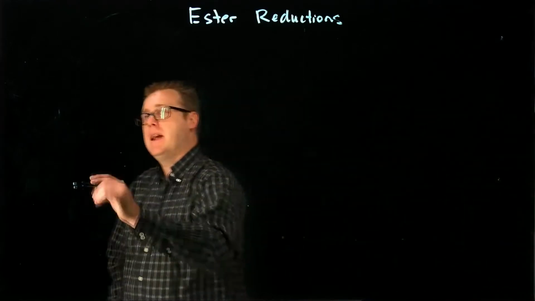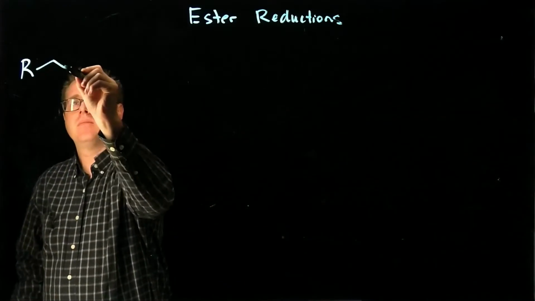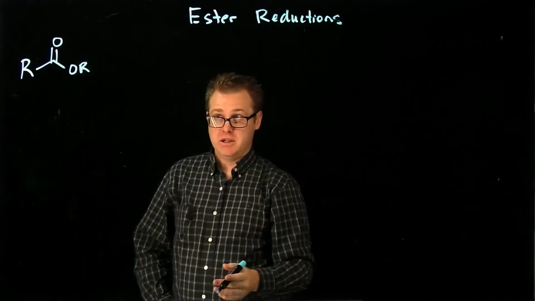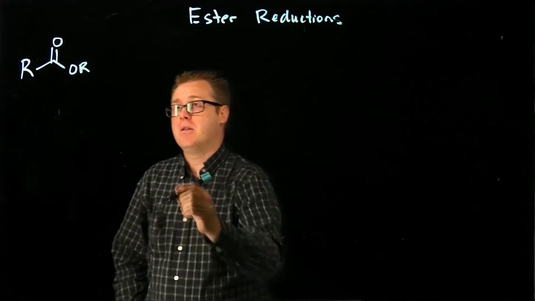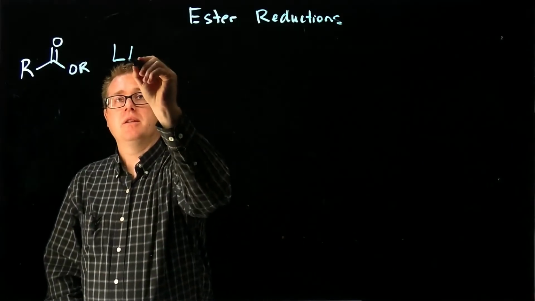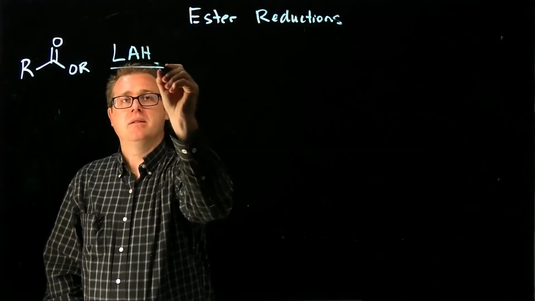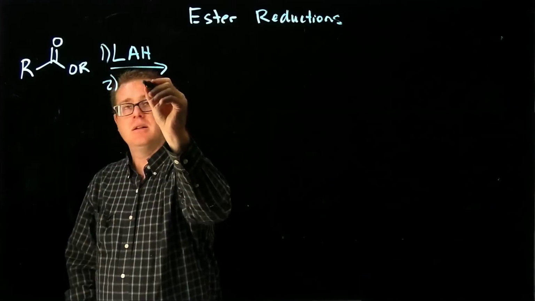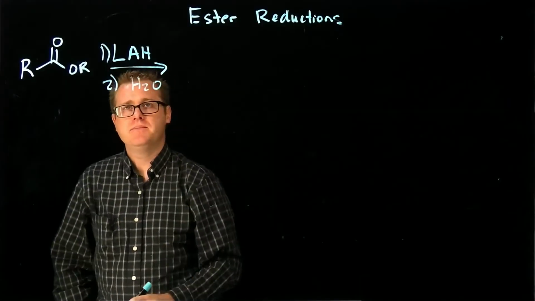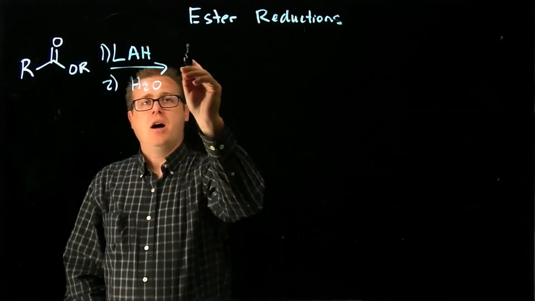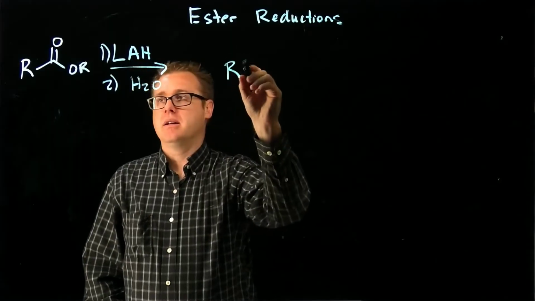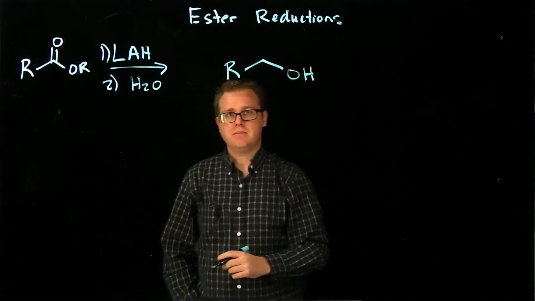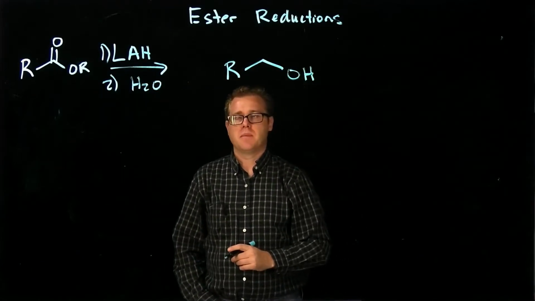But we can also take an ester and treat it with a reducing agent and reduce it into an alcohol. So if we use lithium aluminum hydride in step 1, and then in step 2 we do an aqueous workup, we can generate an alcohol like that and totally reduce it.